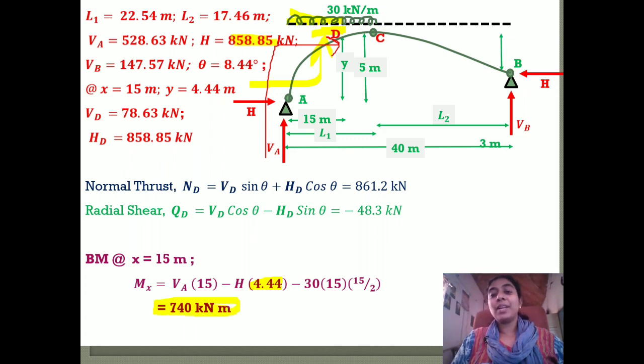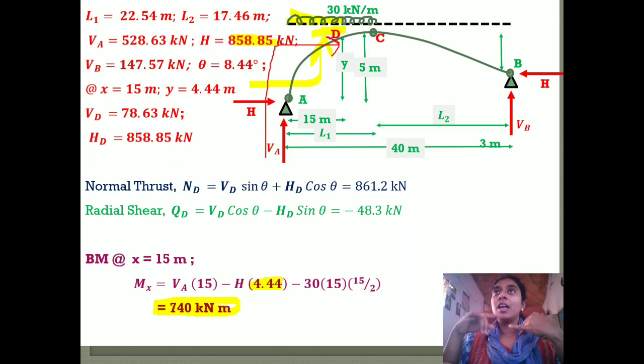So we have completed our problem. Hope you all understood. I repeat, when the arches are supported at different levels, find L1, L2, what is H1, what is H2. Now apply the equilibrium conditions. Find the vertical reactions, find the horizontal reaction.